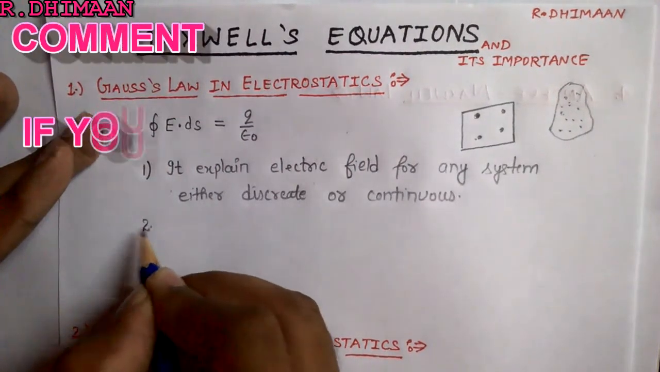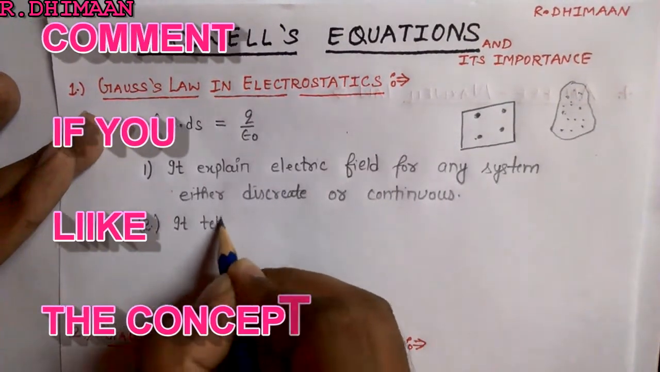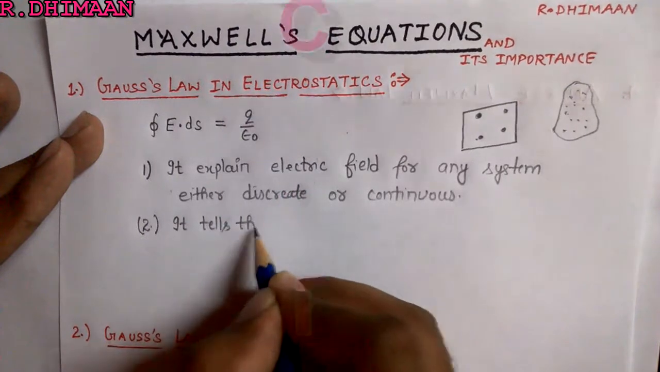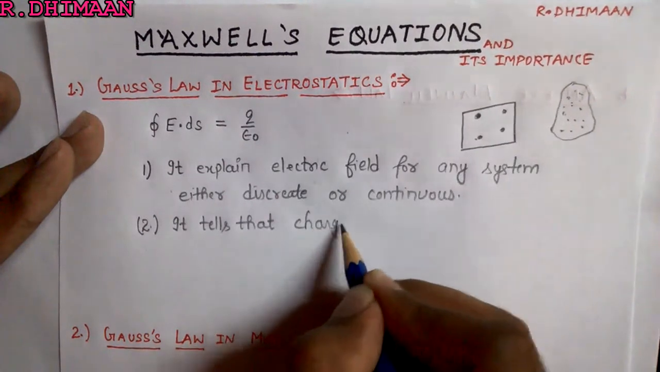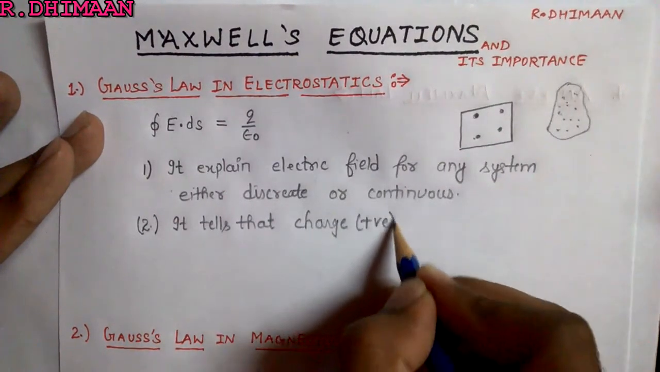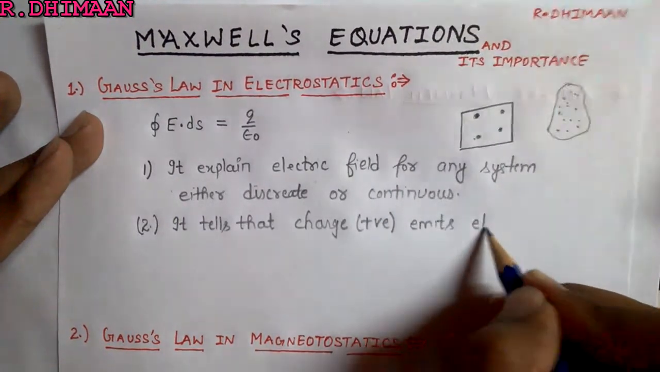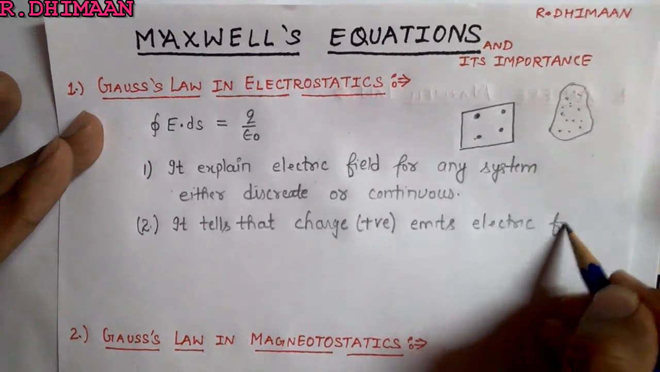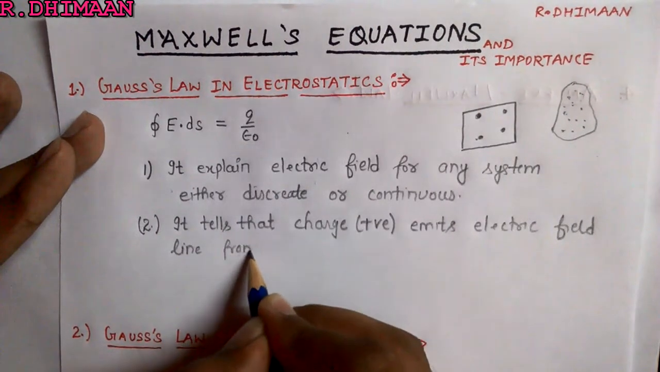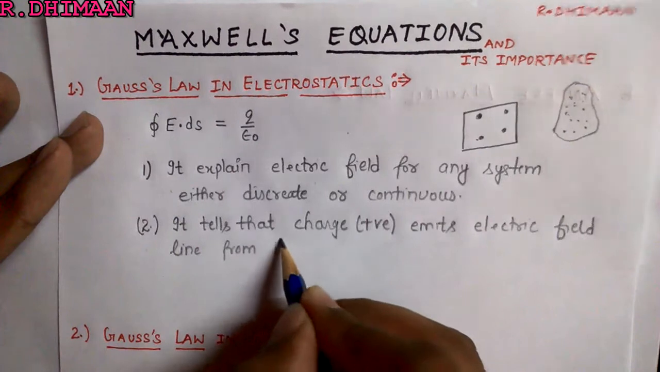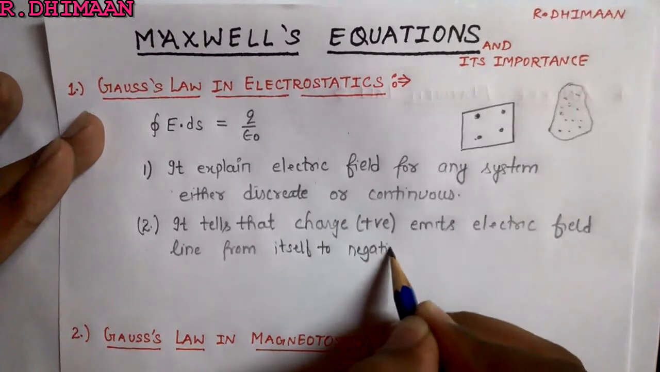Second, it tells that charge which is positive emits electric field lines from itself to negative charge.